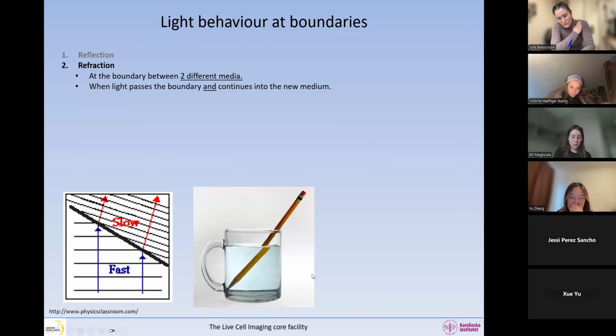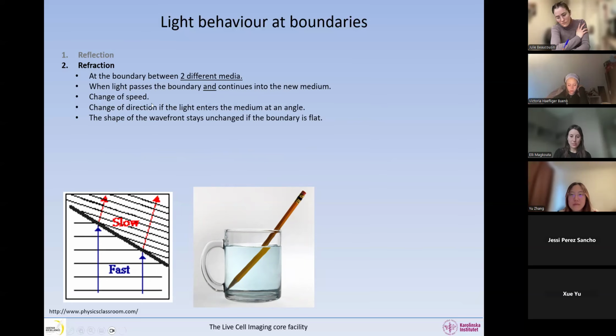This is what happens when you put a pencil, for example, in a glass of water. I'm sure you've done that with your parents when you were kids. Mom, look, my pencil is broken. So there is a change of speed, and there is a change of direction if the light enters with a certain angle compared to the boundary. If the light comes in perpendicular, it just keeps going without changing its direction. But if it comes at an angle, then there's a change of direction. And the shape of the wavefront is unchanged. It's flat here and it's also flat here. But the speed is changed and the direction is changed.